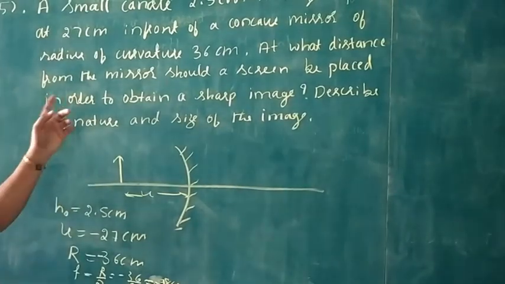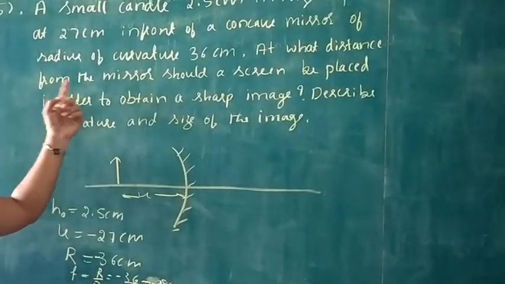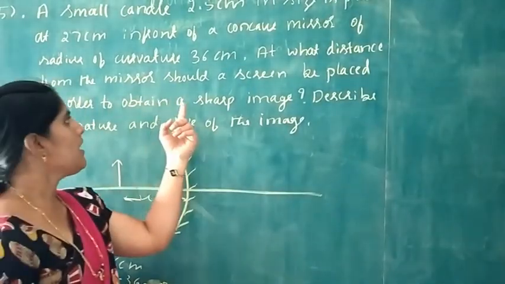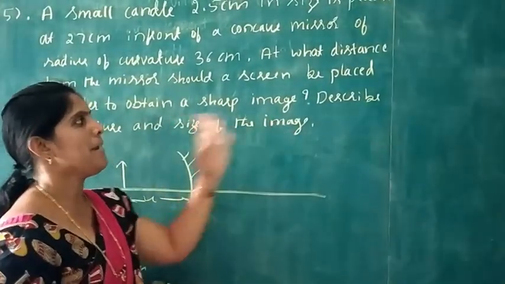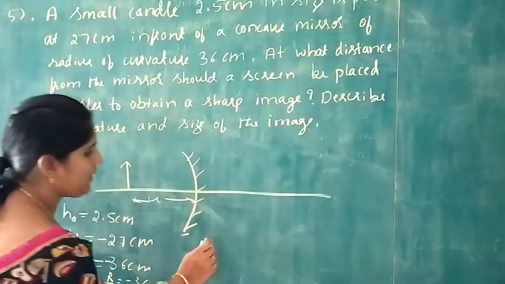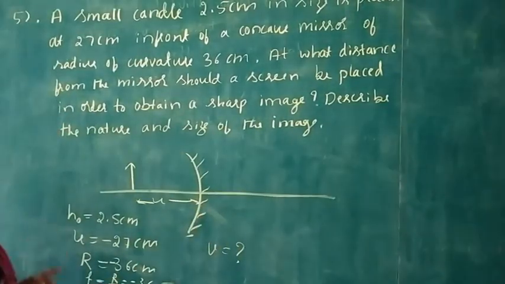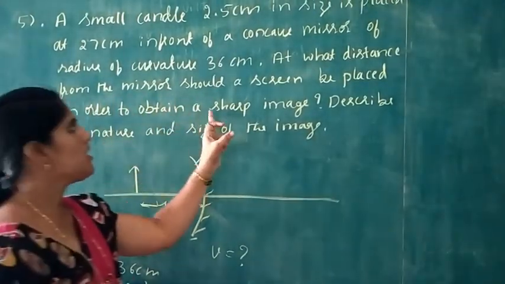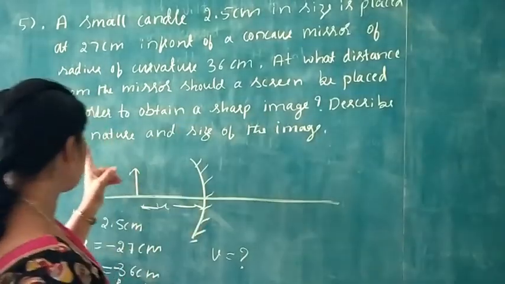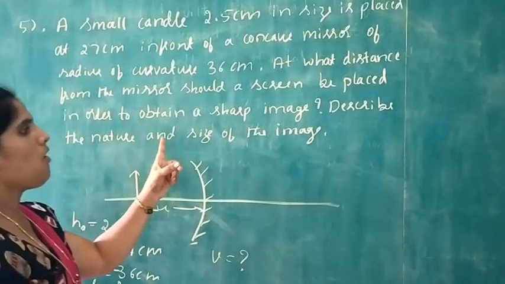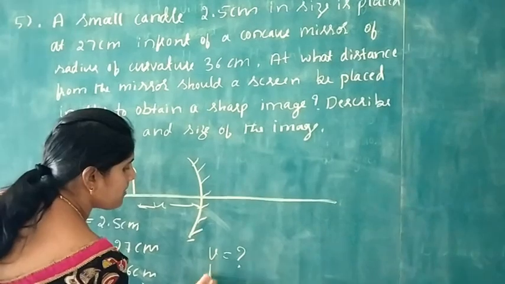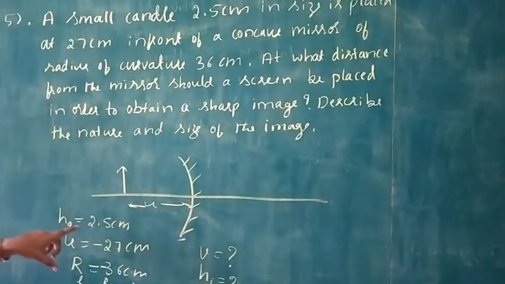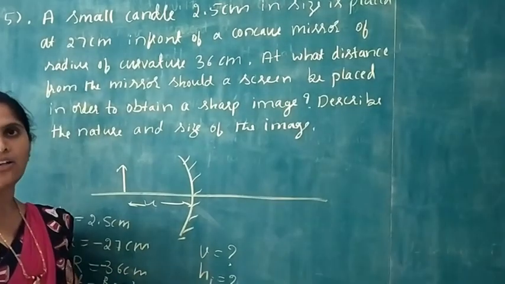At what distance from the mirror should the screen be placed in order to obtain a sharp image? That is, we want to calculate the image distance. And describe the nature and size of the image, that is the size of image, the height of image, that is hi. So we want to describe the image distance and height of image.